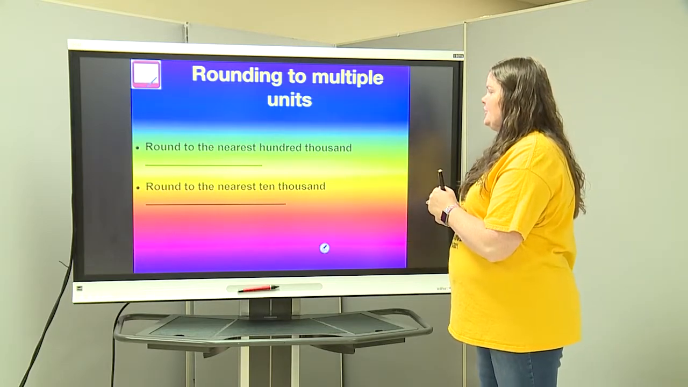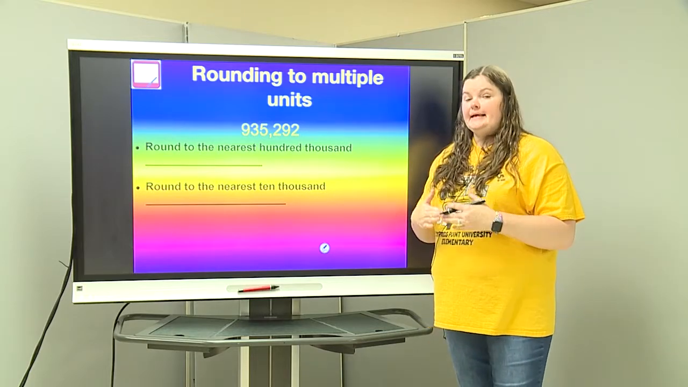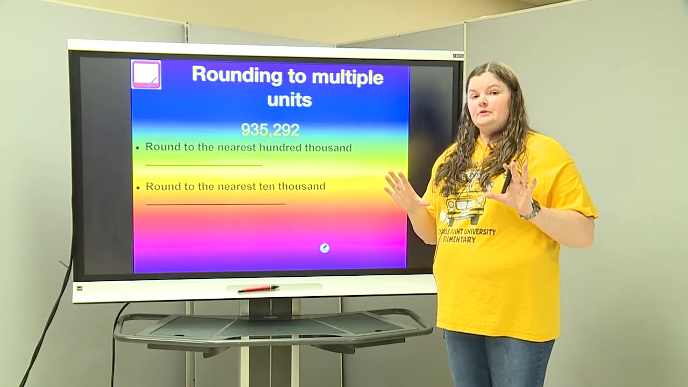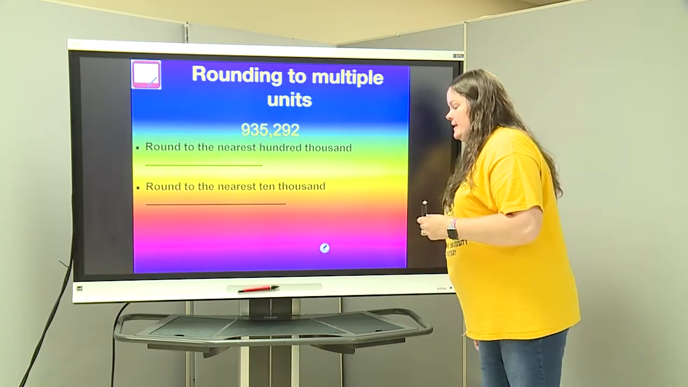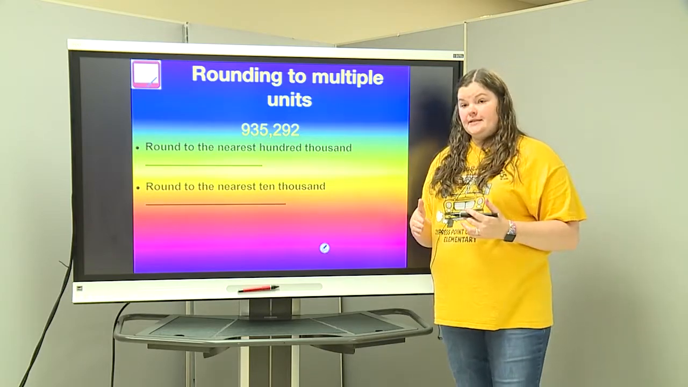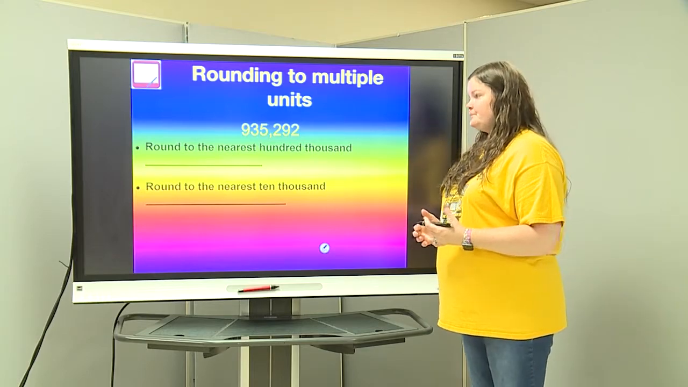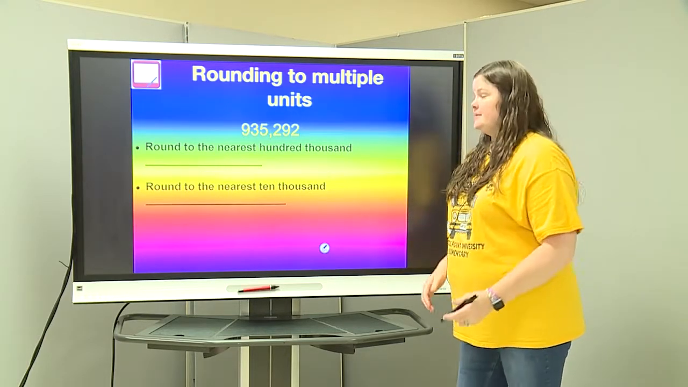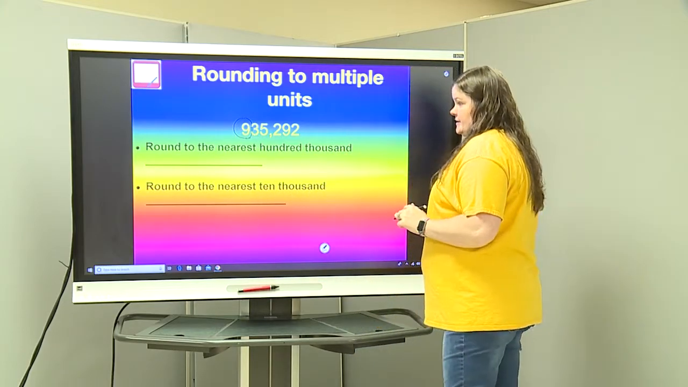Now let's move into rounding this number to two different place values without the vertical number line. So I've got 935,292. The first one wants me to round it to the nearest 100,000. The second part wants me to round it to the nearest 10,000. So let's start with 100,000s. What digit is in my 100,000s place?